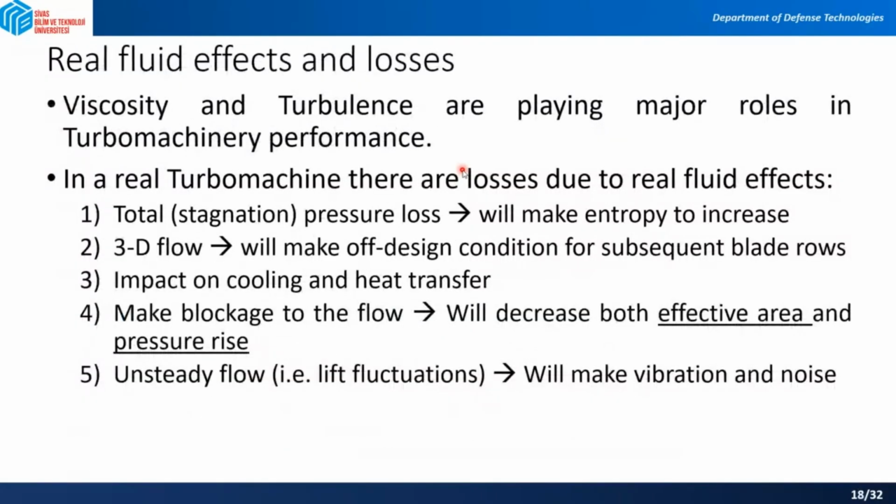Okay, let's have a look at some effects from the real fluid and losses. We know that in a real case, we have viscosity and we have turbulence, and these two play a major role in turbomachinery performance. Actually, in a real turbomachine, there are losses due to real fluid effects. What are these real fluid effects? The first is the total or stagnation pressure loss. And actually, this will make the entropy increase.